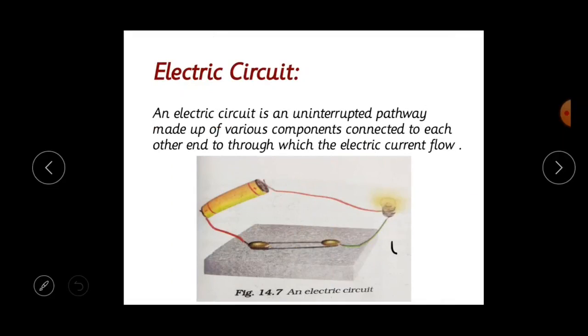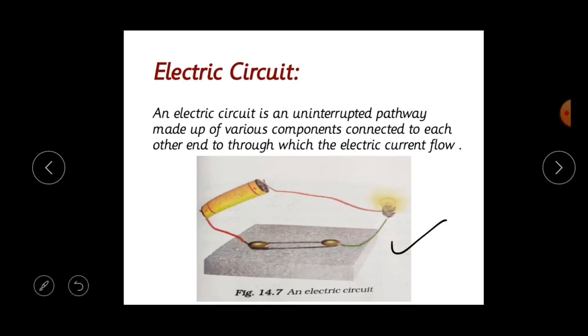So children, what are you observing here? Yes, this is an electric circuit which you have learnt in the 6th standard. Do you remember? Yes, so this is an electric circuit. It consists of a cell, bulb, wire and the switch, in the form of safety pins they have used. Okay, so first let us know what is the meaning of electric circuit.